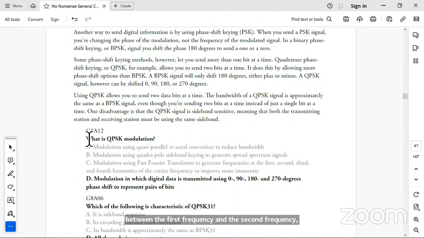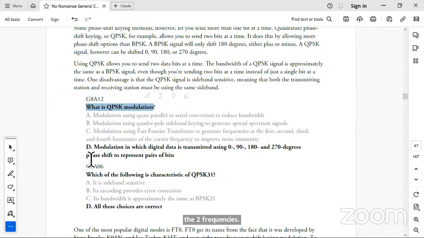All right, so let's go to the next question in the question pool. What is QPSK modulation? So just remember, Q in this case means quadrature. So what is quadrature phase shift keying, right? We said those were the four values: 0, 90, 180, 270. So that will be in the answer. So we say it's modulation in which digital data, because it's a digital mode we're talking about, is transmitted by using 0, 90, 180, 270 phase shift to represent pairs of bits. So it's phase shift keying, but it's quadrature.